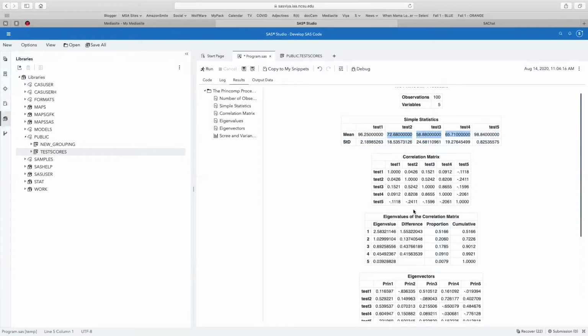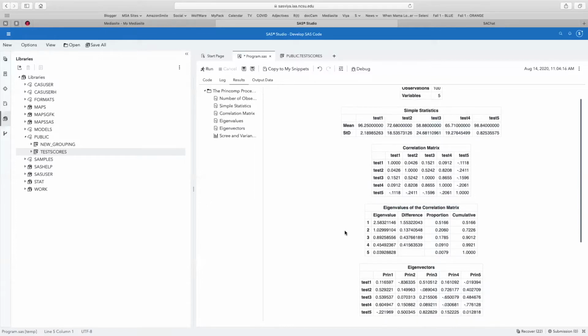Here I'm given the correlation matrix, okay? And now it says eigenvalues of the correlation matrix. Again, the correlation is default in SAS. So now we can answer some questions. If I asked you, what is the variance of the first principal component? The variance of the first principal component is 2.58, because again, the eigenvalues give variance.